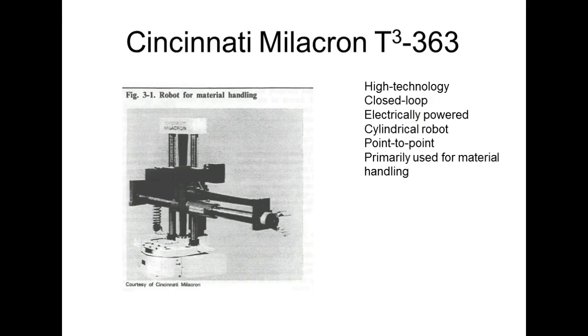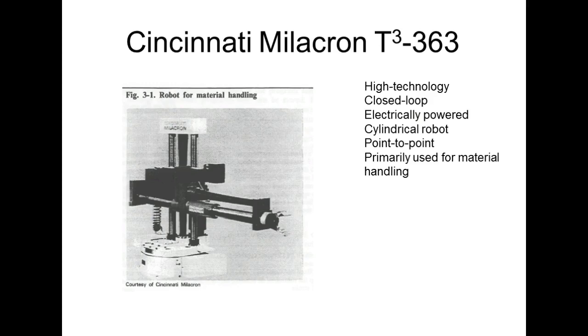Cincinnati Milacron, this is the T3 robot. I don't know if this is used stick stops or not. What type of robot would this be, if we can tell? It's not a spherical. Linear? Well, that's not one of our classes. It's either going to be rectangular or could be cylindrical. From this, we can't tell if it rotates. If it rotates, it is cylindrical.